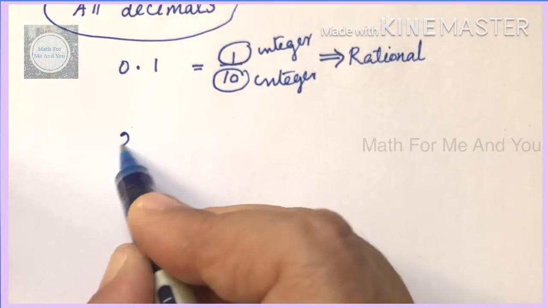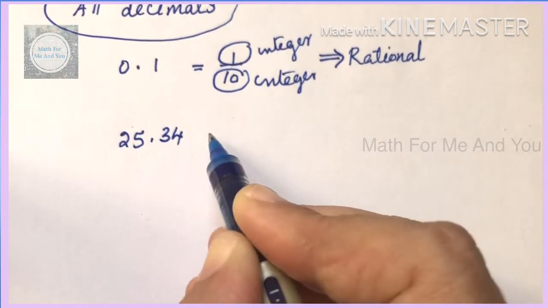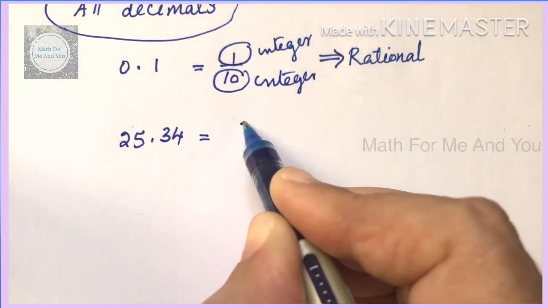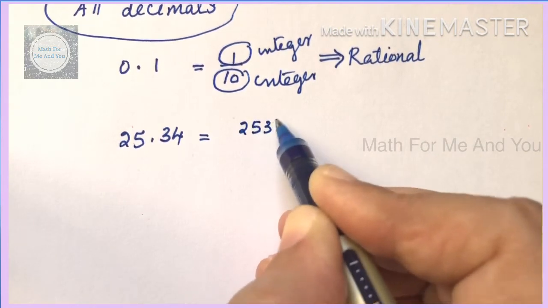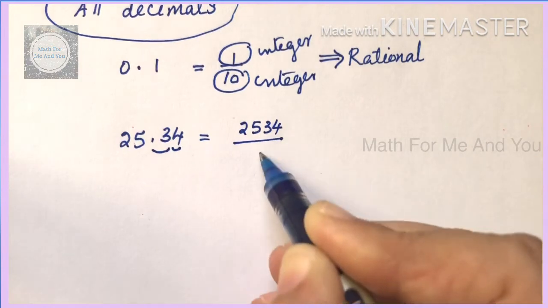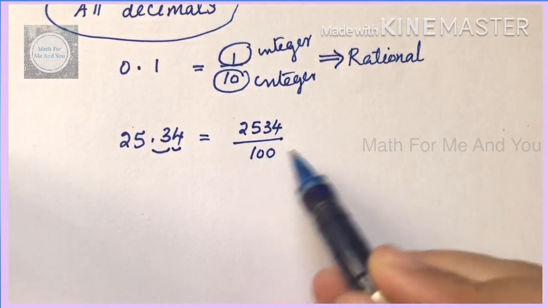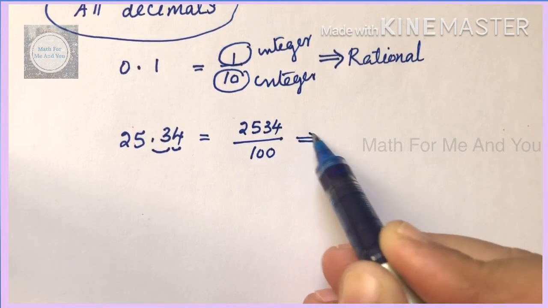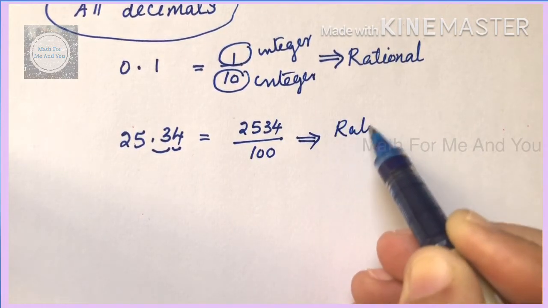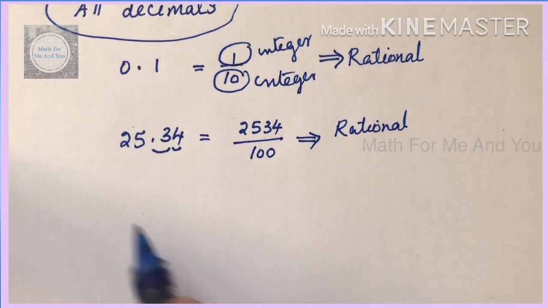So it is a rational number. Next decimal, 25.34. This is also terminating. It stops after 2 digits. 2534 is the numerator, and for the denominator, we write as many zeros as there are digits after the point, 2 digits, so the denominator is 100. See, the numerator and denominator are integer by integer. So this is also a rational number.